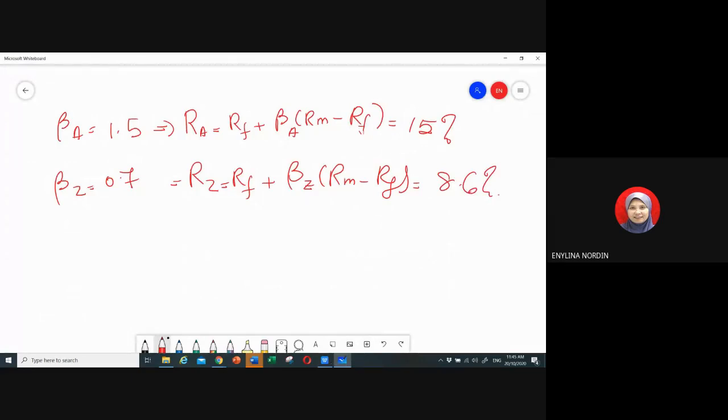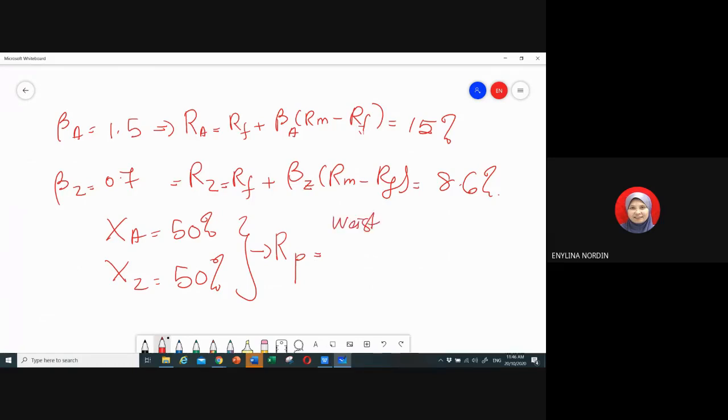So now let's say they invest in stock A 50%. Right, they invest in stock Z also 50%. That is the weightage of his investment. So how are we going to determine the required rate of return of the portfolio? We actually have two ways. One, we use the weighted average formula.